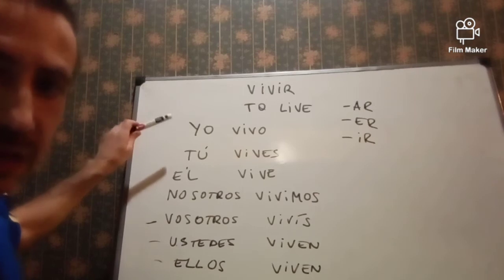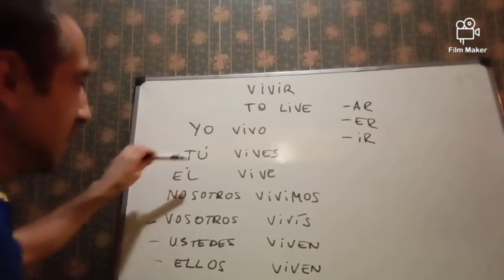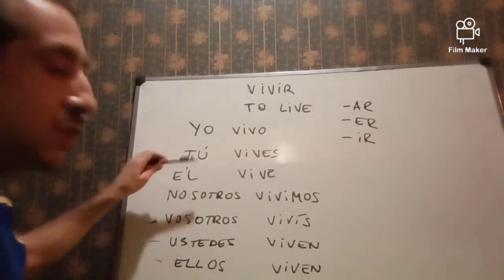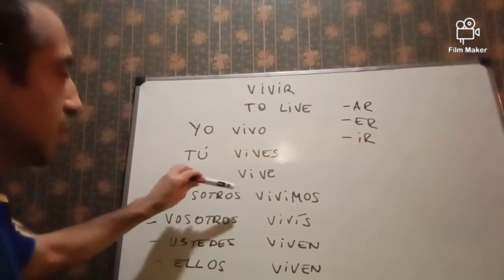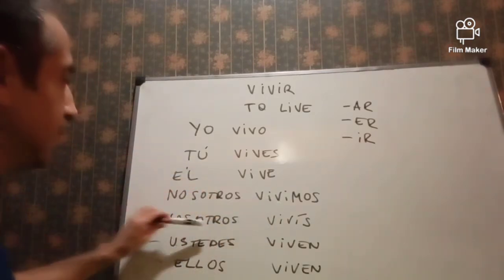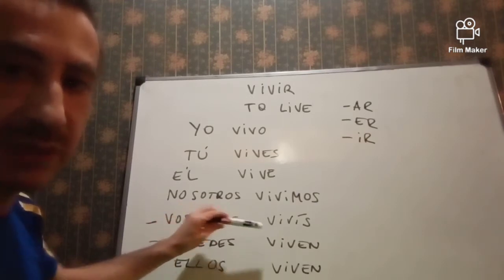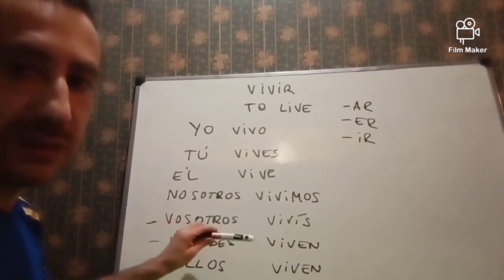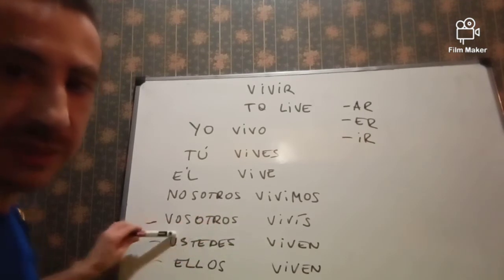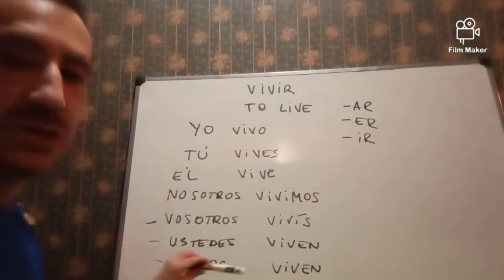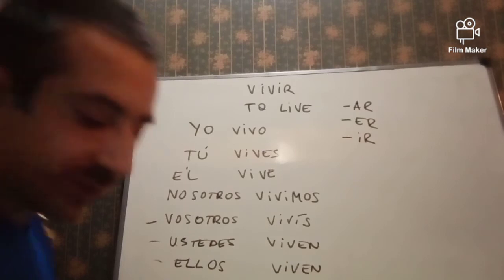Yo vivo, I live, you live, tú vives, él vive, he lives, or she lives. Nosotros, nosotras vivimos, we live, vosotros vivís, you, in the plural, you live. Ustedes viven, again, you live in Latin America. Ellos, ellas viven, they live.